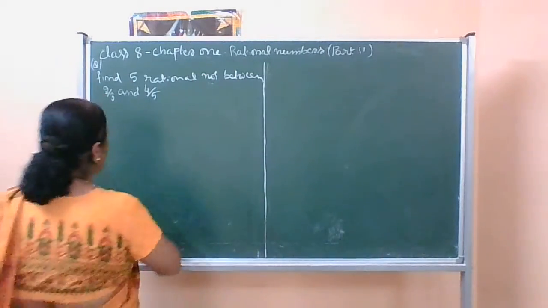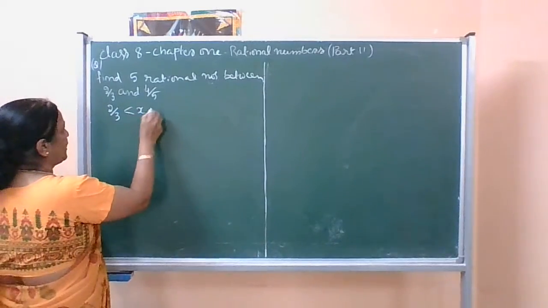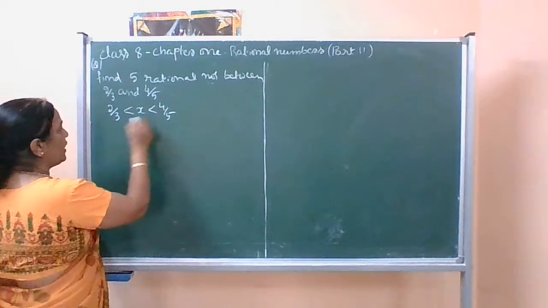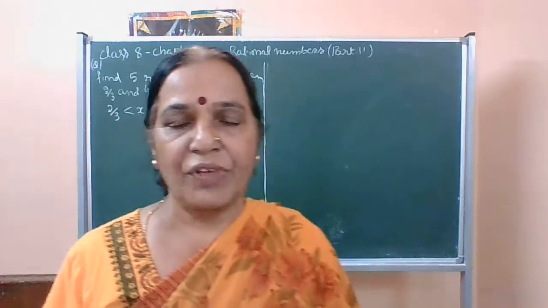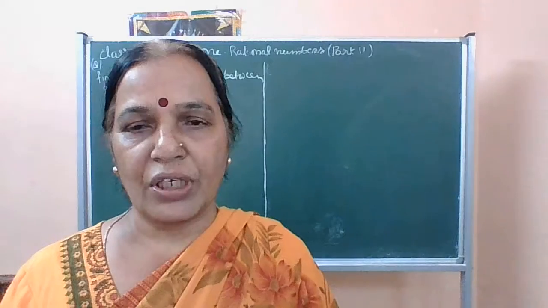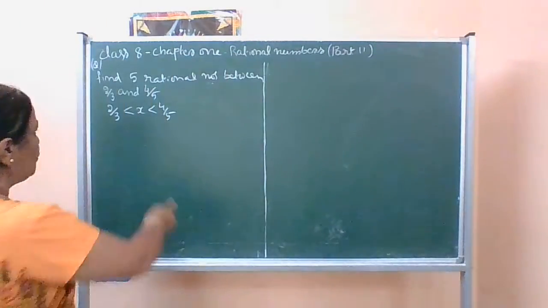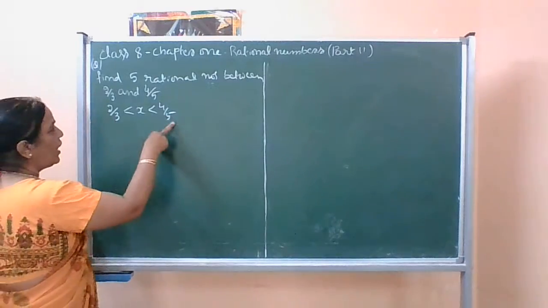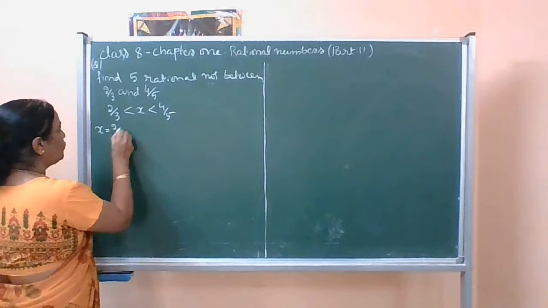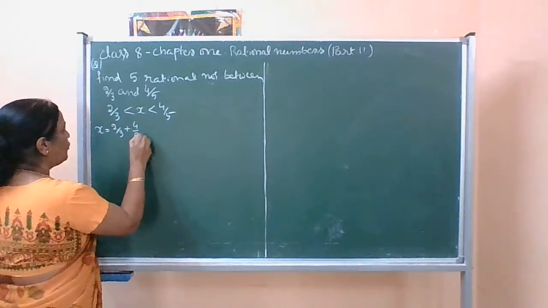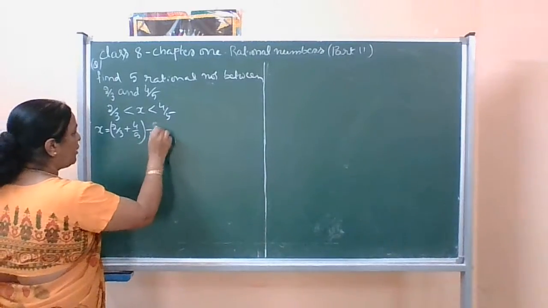Now, this is a little long method, that is 2 by 3 and x. Now, x is a rational number which comes in between these two rational numbers. For this, what will you do? First, you have to add these two and divide by 2. That means x equals 2 by 3 plus 4 by 5, divided by 2.